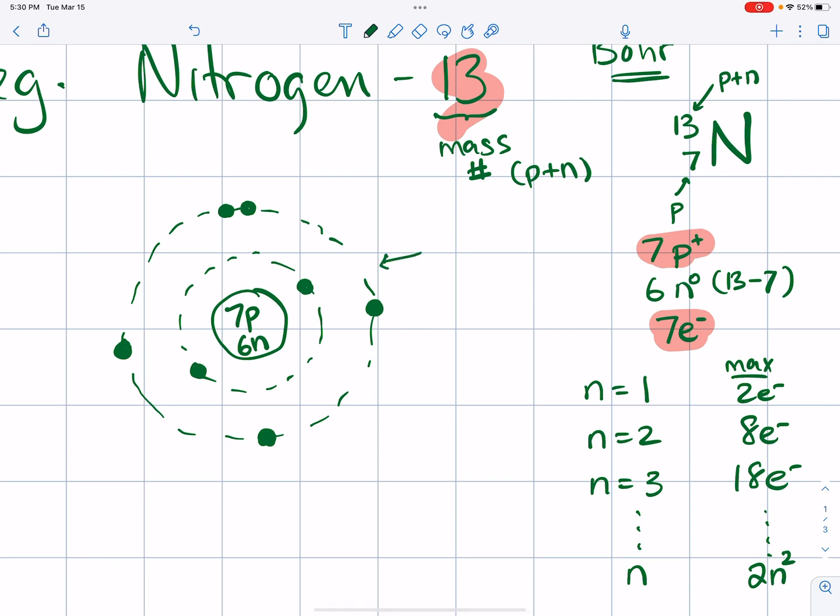The electrons that are in the outer energy level, in this case the second level, those are called valence electrons. These are the highest energy electrons in the atom. So for nitrogen, there are going to be 5 valence electrons that are in the second energy level. Those are the valence electrons for nitrogen.